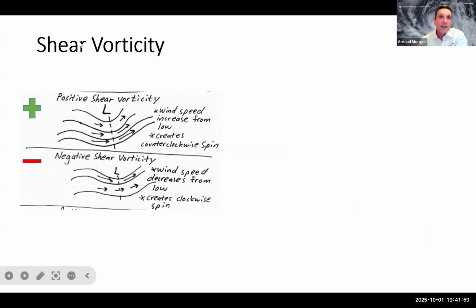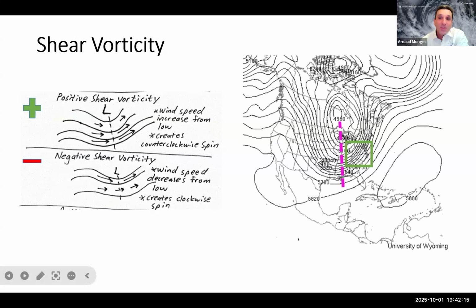The second thing is the shear vorticity. When is it positive? It is positive when the wind increases speed from the low. Maybe you can feel it. This thing wants to create some spin. So the answer is when the isobars are very close to each other, when they are stuck to each other, it creates a lot of shear in this area. So that's why we are in the pockets.